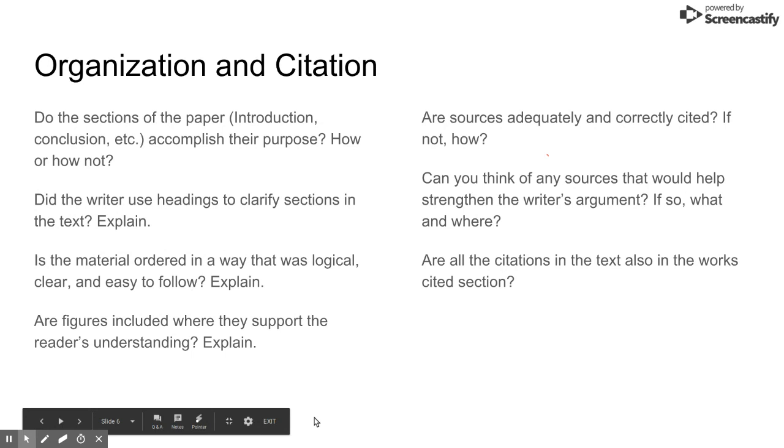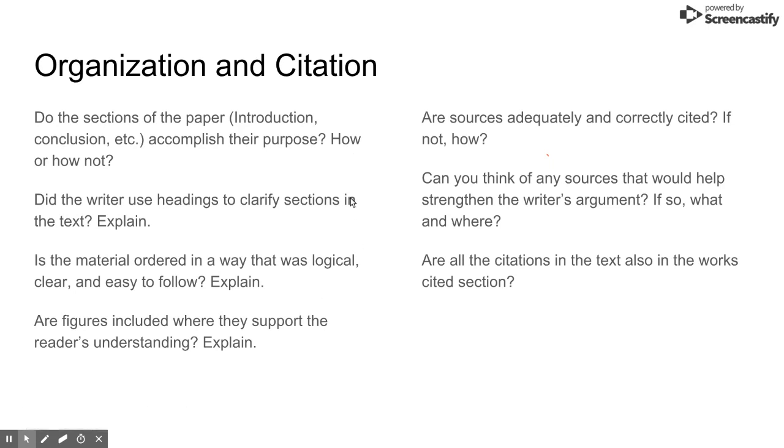So starting out with organization and citation: do the sections of the paper, these are the questions, by the way, that I'm going to put on peer review forms and that you might see on peer review forms. Do the sections of the paper, so introduction, conclusion, etc., accomplish their purpose? How or how not? So we talked about how each part of a paper, actually, each section has goals. So the introduction might be to give background information and set the problem up. So you would be asking yourself, okay, I just read their introduction. Did it do that? How or how not?